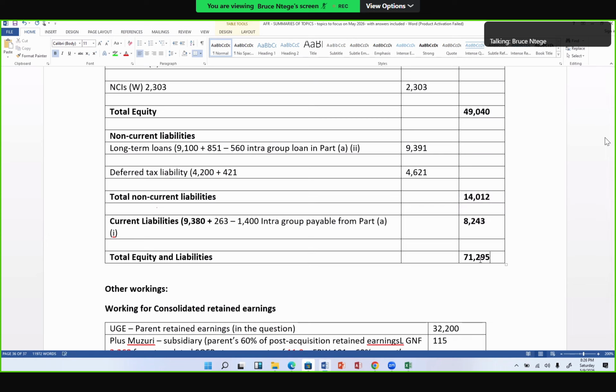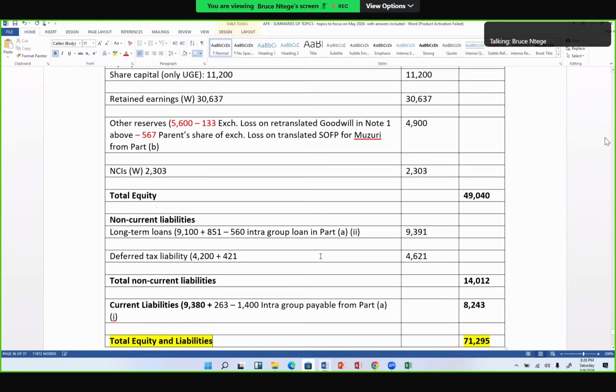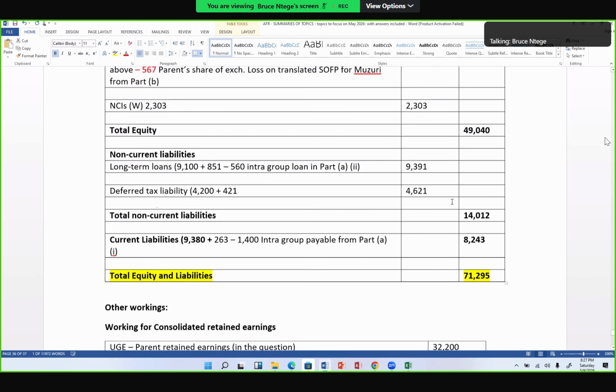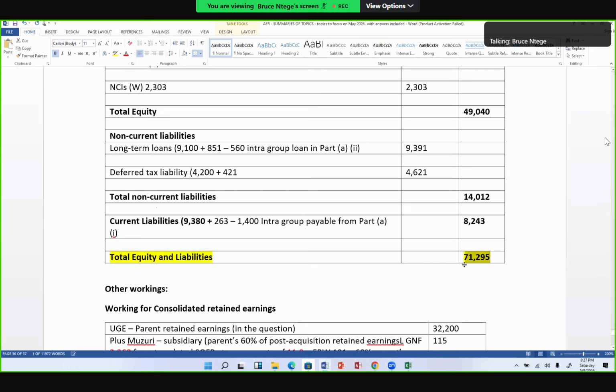71295 as total equities and liabilities. The examiner is not looking forward to these figures. For you, you're just looking to complete your question to say that, okay, in my question, my total equity and liabilities 71295 must always equal the total assets, which is 71295 there. So in the exam, that's not what they're looking for.